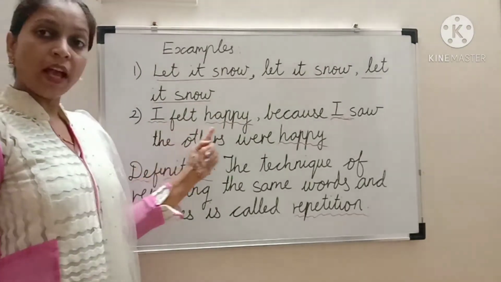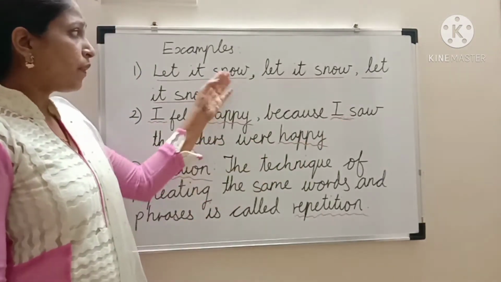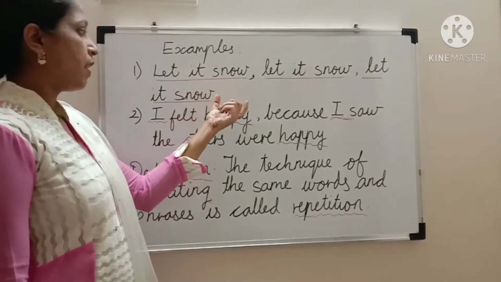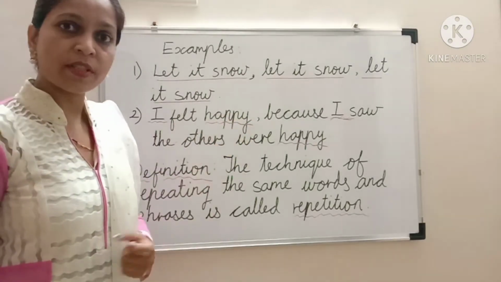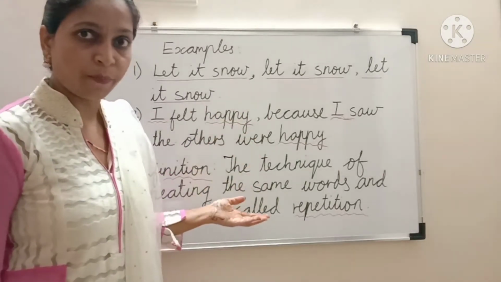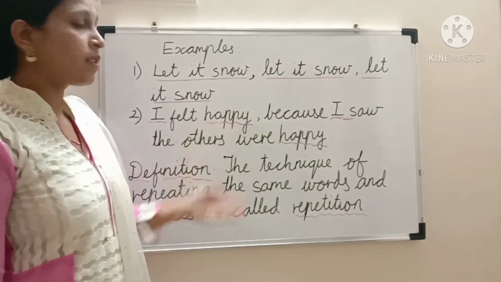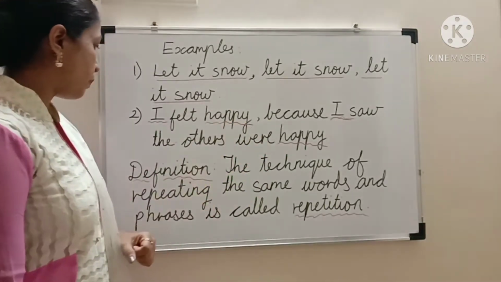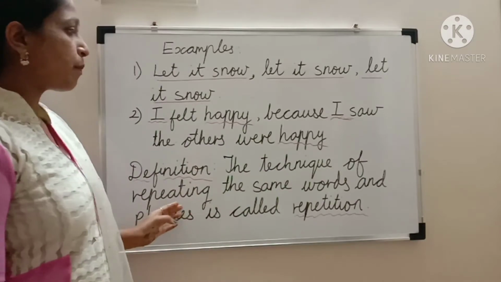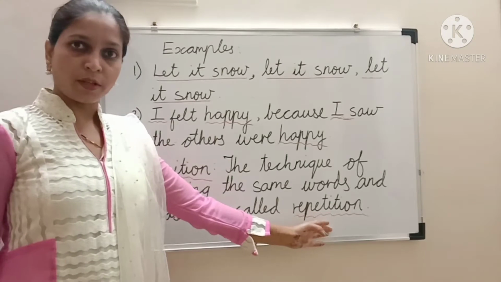Second, I felt happy because I saw the others were happy. If you observe both the sentences carefully, you will find some phrases and words are continuously repeated. It is repeated just to convey the message and give a clear idea to the reader. That is why the poet uses repetition as a figure of speech. We can define repetition as the technique of repeating the same words and phrases.